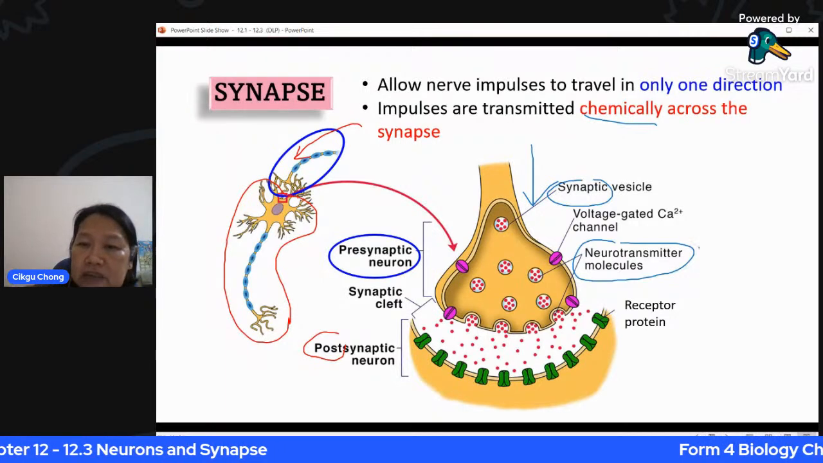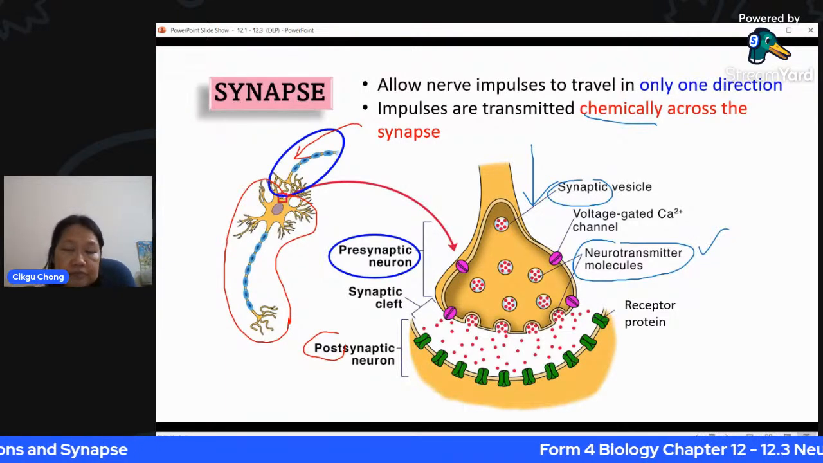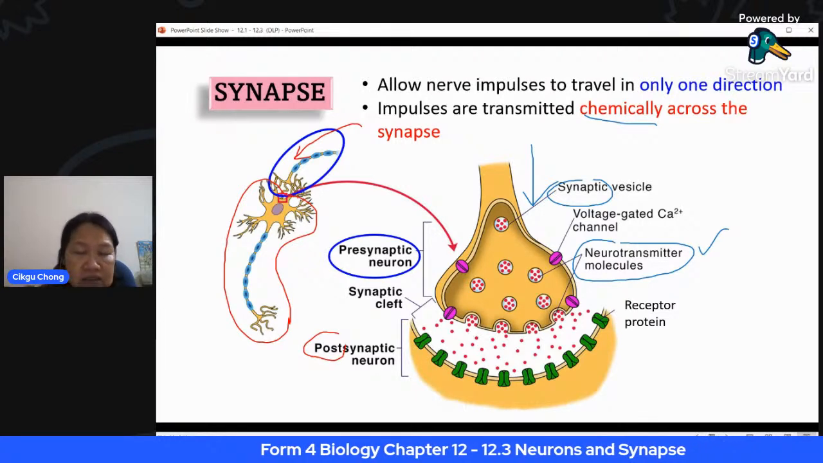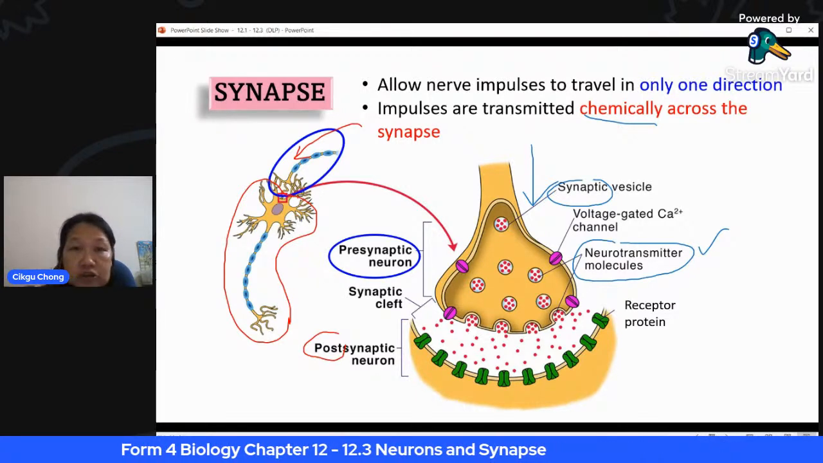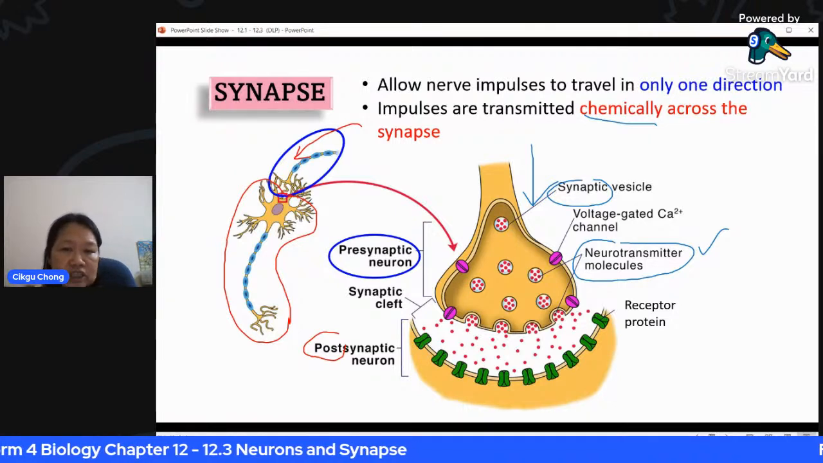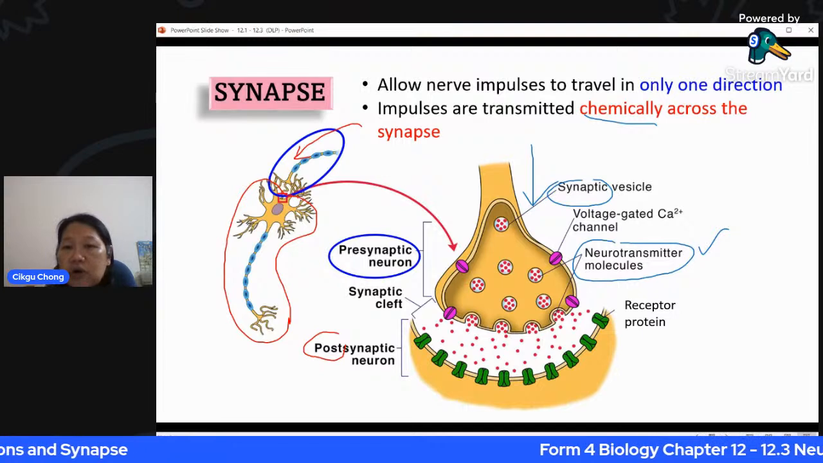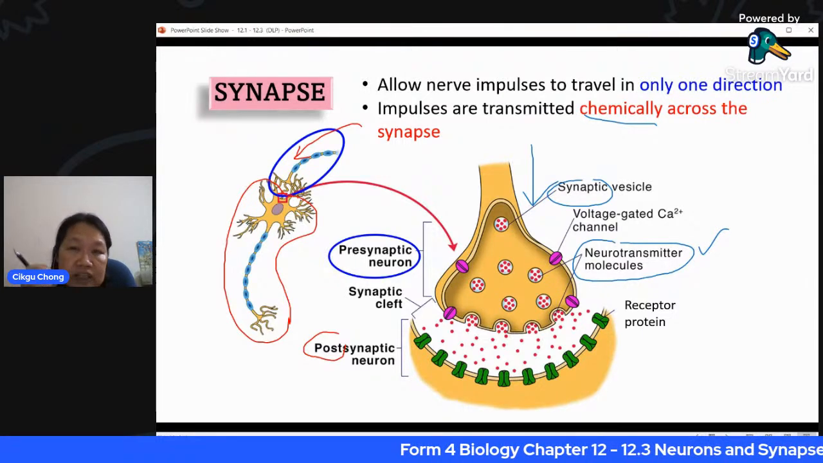chemicals known as neurotransmitters. Be careful when you write: not neutral, there's no T for neuro, and not neutron. It's neurotransmitter. Neuro comes from the word neuron, which means nerve cell. So neurotransmitter molecules are actually chemicals.